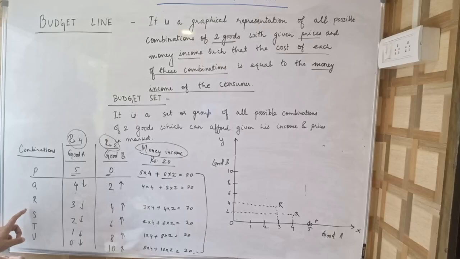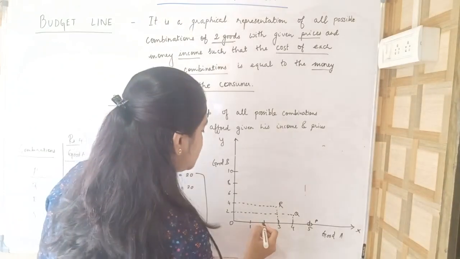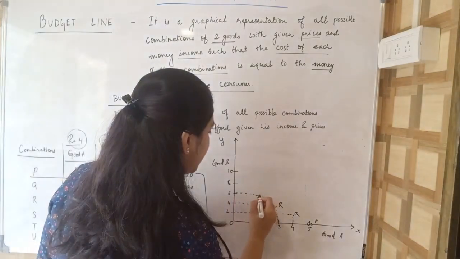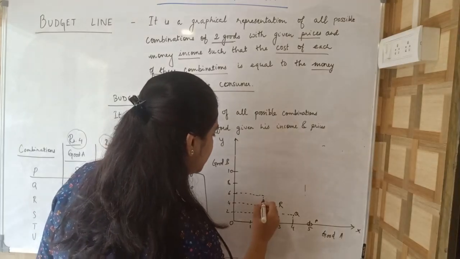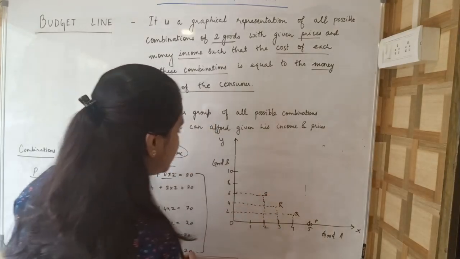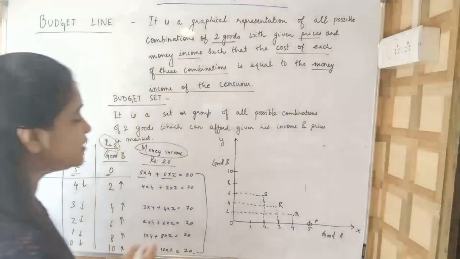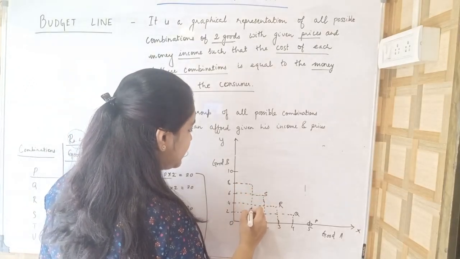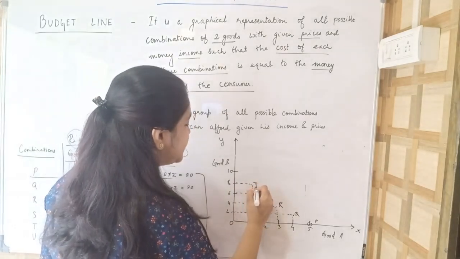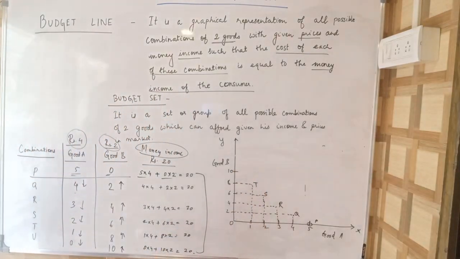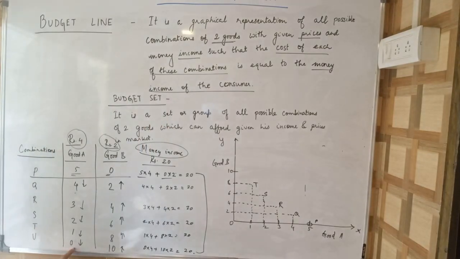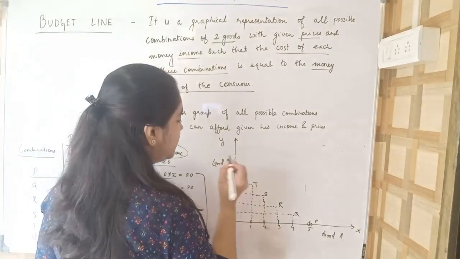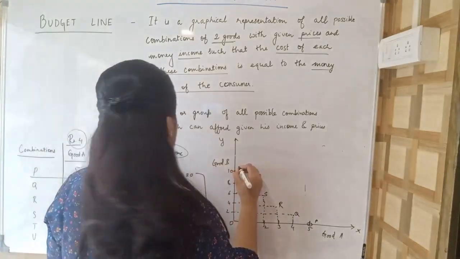Then we have the S combination, 2 units of good A and 6 units of good B. This is the S combination. Then we have 1 unit of good A and 8 units of good B. So this comes like this. This is T. And then the final one is the U combination, 0 units of good A and 10 units of good B. So here the combination U comes.